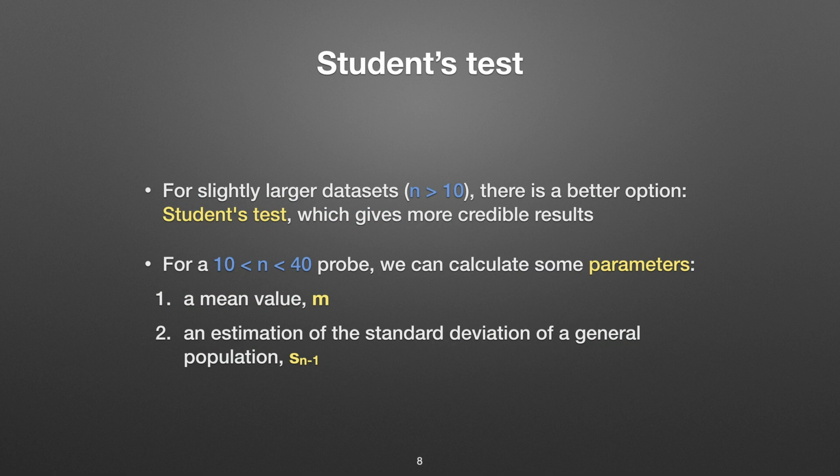For slightly larger datasets, meaning more than 10 observations, a better option is Student's test. According to the slide, it gives more credible results than Dixon's test in that range. For a sample size roughly between 10 and 40, we first calculate two things: the mean value, m, and an estimate of the standard deviation of the general population, written here as S sub n minus 1. So this is the point where the statistics become slightly more grown up, still manageable, but definitely wearing a tie.